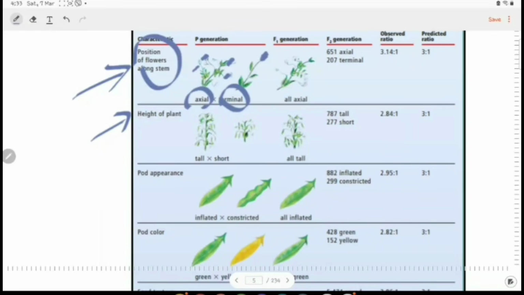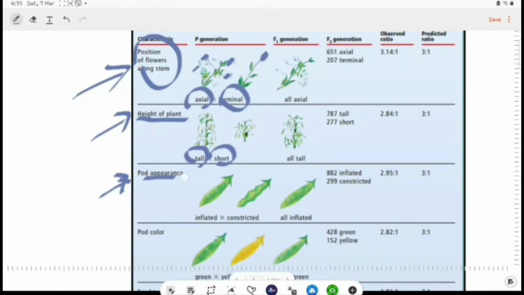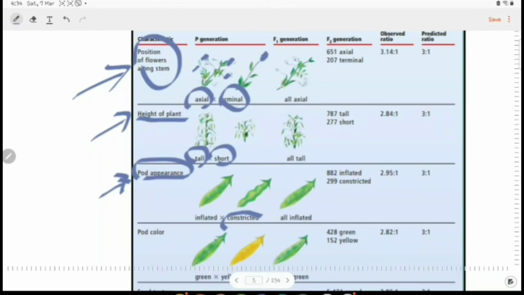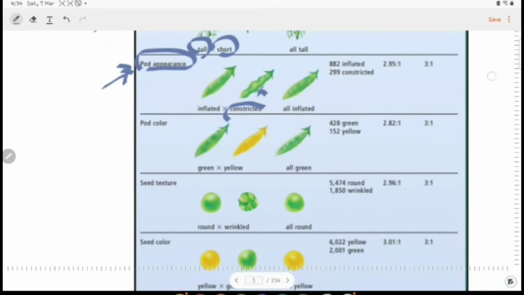The second character that he observed is the height of the plant. According to the height, he said that we have 2 contrasting traits, which are tall and short. The third character is the pod appearance. We have 2 appearances for the pod. It's either inflated, like that, or constricted, like that. So these are also the traits of the pod appearance.